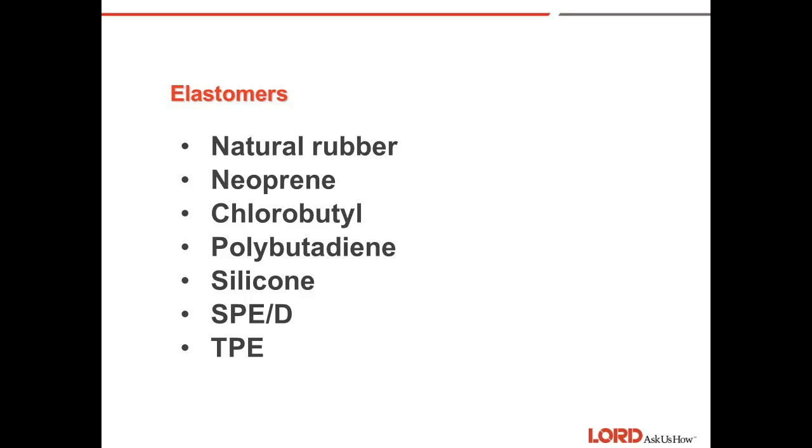Elastomers. There are several different types of elastomers that can be used in isolators. Natural rubber is the most common, as is neoprene. Natural rubber has very high tensile properties, is very resilient, and gives good fatigue life. Neoprene is oil resistant in some cases and does well with fatigue life also. There's also chlorobutyl, polybutadiene, silicone, which is one of the highly damped materials, and several other specialties. TPEs are thermoplastic elastomers that can be reprocessed.